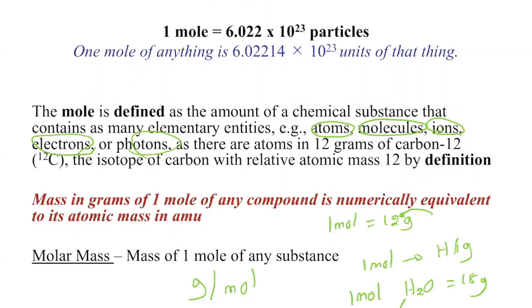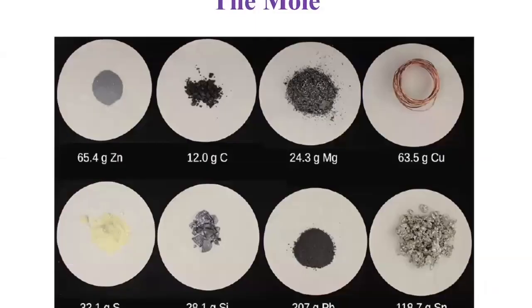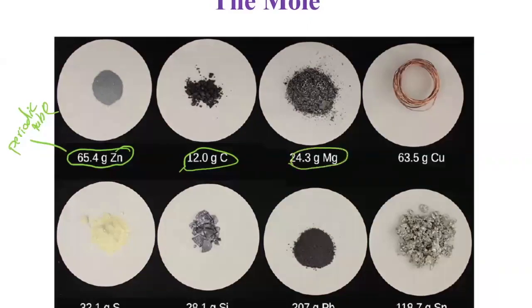1 mole of water equals 18 grams. Why? Because hydrogen is 1 gram, and since you have 2, 1 times 2 equals 2, plus oxygen is 16 grams. So 2 plus 16 equals 18. That's how you calculate the molar mass. 1 mole of zinc equals 65.4 grams. This we got from the periodic table. 1 mole of carbon, 12 grams. 1 mole of magnesium, 24.3. 1 mole of copper, and so on.